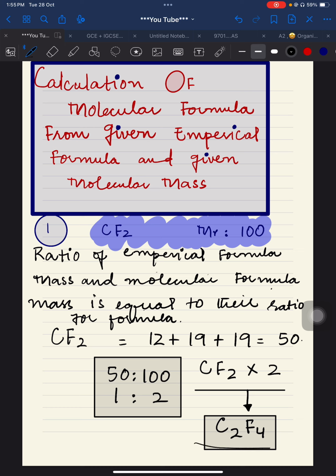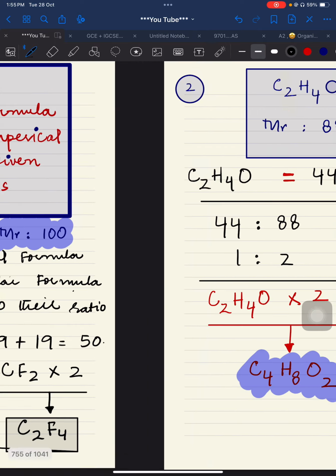So this is how we are calculating the molecular formula from the given empirical formula and the given formula mass. Now I am going to solve a few more questions as well.